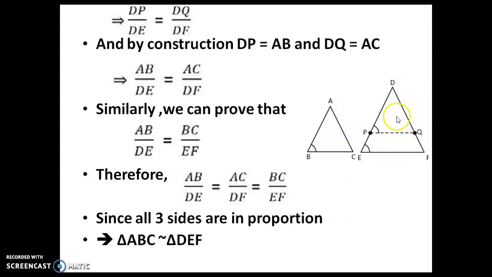First we constructed this line. Then we proved these two triangles are congruent. After that, by the BPT theorem, we brought this proportion. Then instead of DP we replaced with AB. That's how we came to the conclusion that all the proportions are equal. So since all three sides are in proportion, these two triangles are similar.